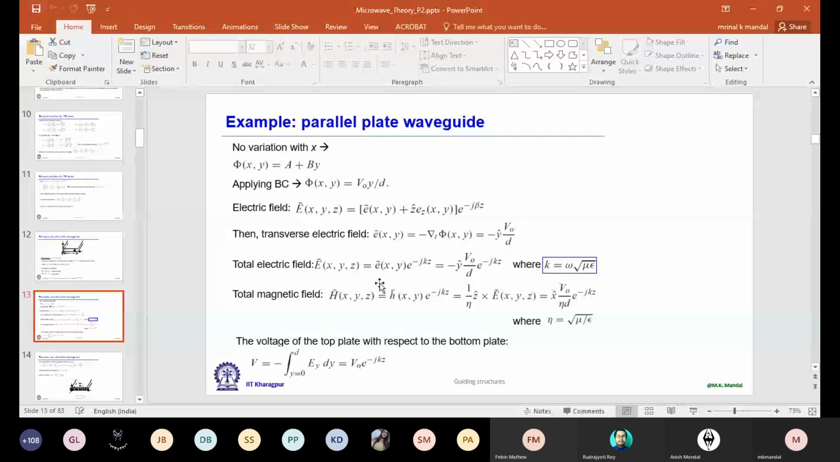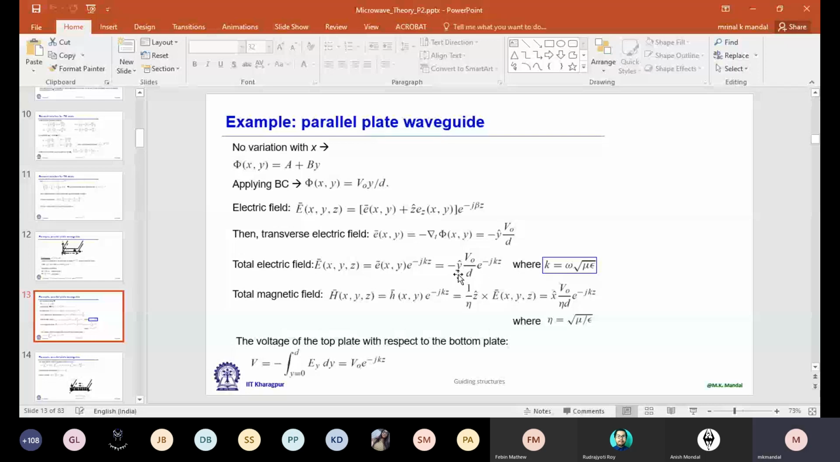And the total electric field is then represented by minus y cap E naught e to the power minus j k z. So we are representing that space variation. It is actually representing the phase part, j k z. In case we consider the lossless scenario, then it simplifies to j beta z, and I'll have alpha equal to 0.